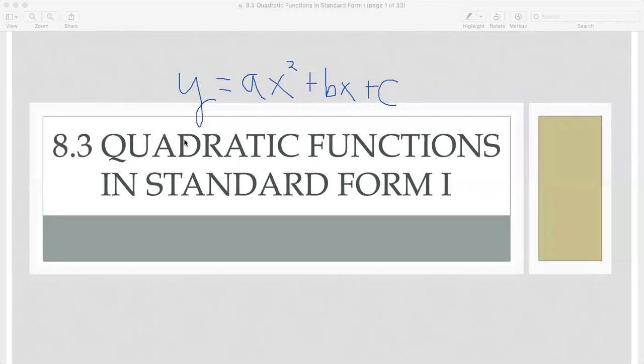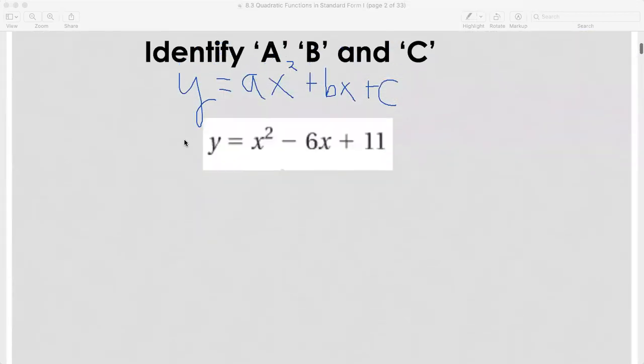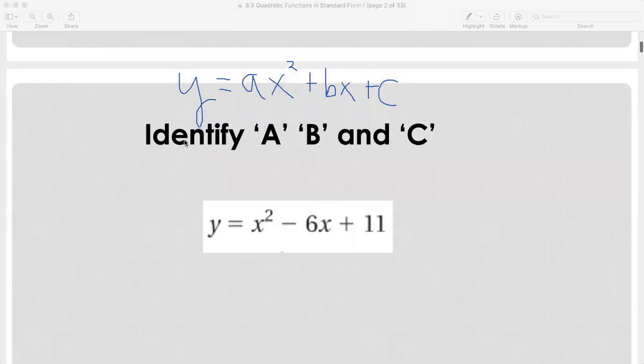What we're going to do first is just get used to identifying the a, b, and c values. So I'll leave it up here. A is always in front of the x squared. So a is 1. If you don't see anything, remember that's a 1. B is -6. Take the negative with it. And then c is 11. C is your constant. C is the number that's all by itself. That's all we're doing on the several slides coming up, just identifying a, b, and c.